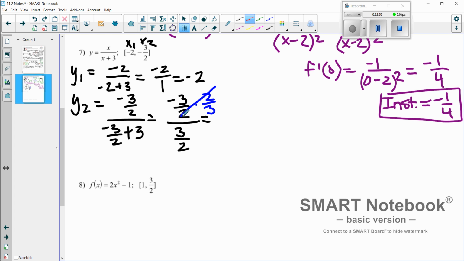Well, if you check that out, these just all cancel. Looks like the 2's cancel, the 3's cancel. We're left over with negative 1.